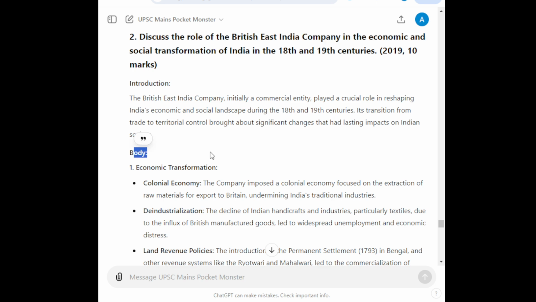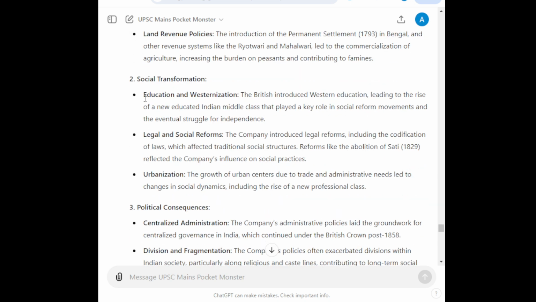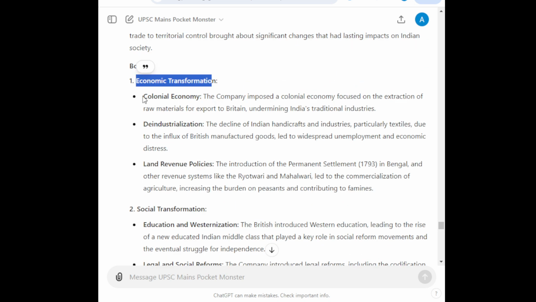Socio-economic transformation. I'll just write that. So here it is, economic transformation. And so perhaps this is how it can be divided. So let's see, with an economic transformation, it's the colonial economy.